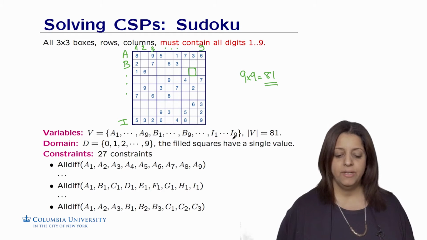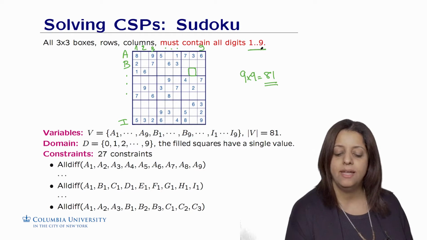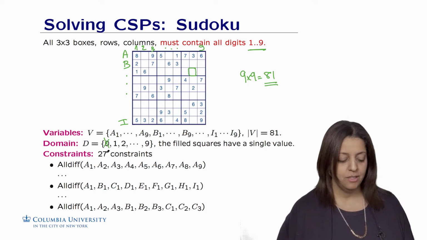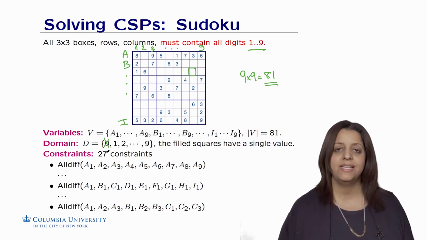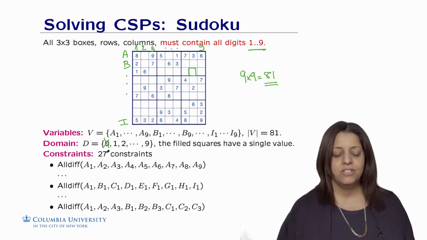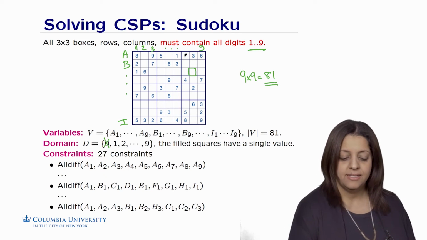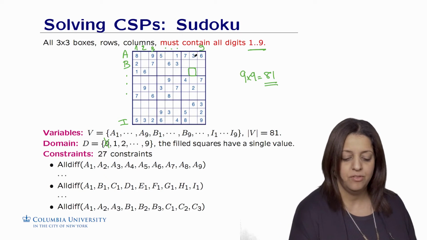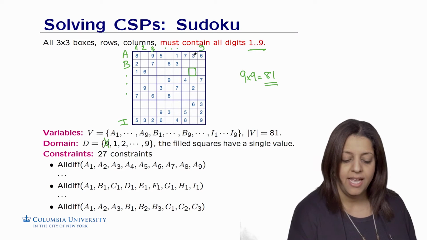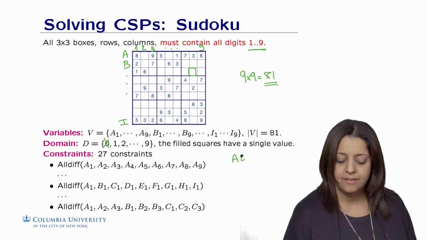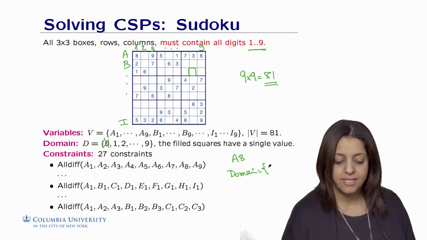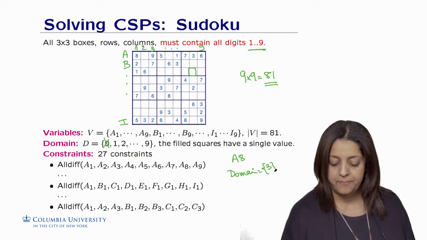How about the domain? The domain has to be all digits between 1 and 9. Sorry, there's a typo here. 0 is not part of the domain. So the domain is 1 through 9 for all the cells that are empty. For the cells that are fixed, such as 3, 7, and 6, these have a specific value. So the domain is simply a single value. For example, for this variable here, which is A8, the domain of A8 is a single value, which is 3.